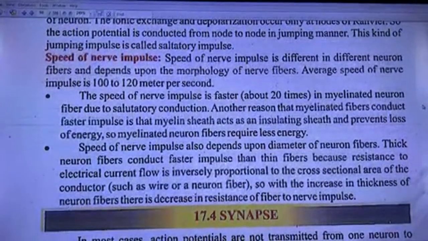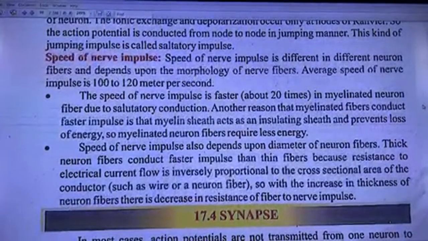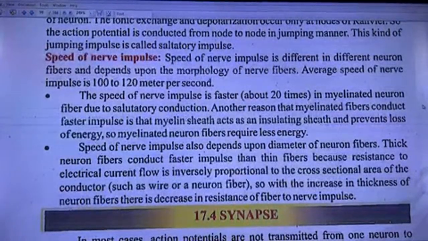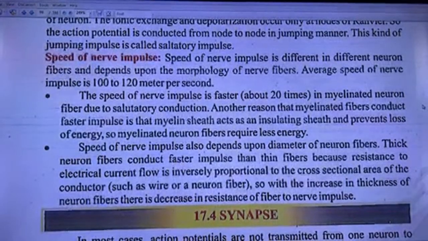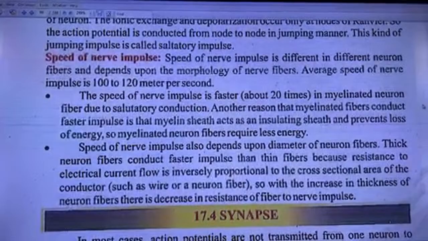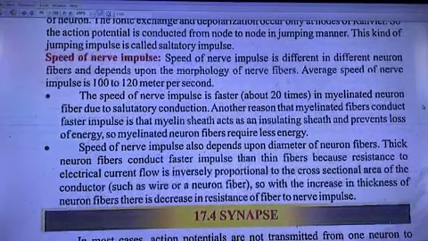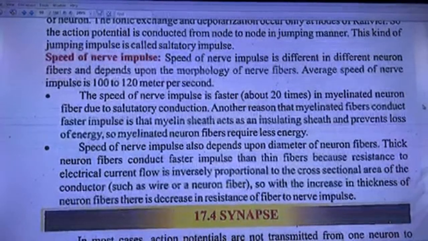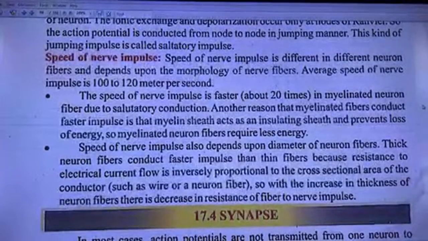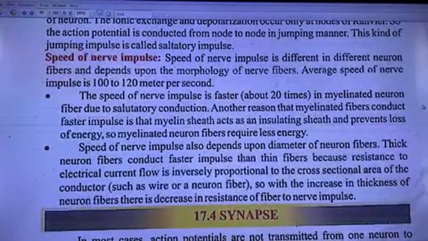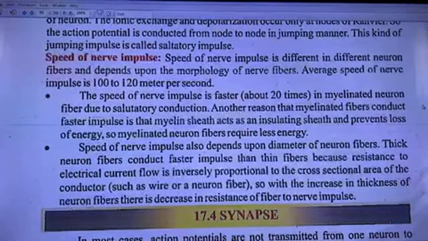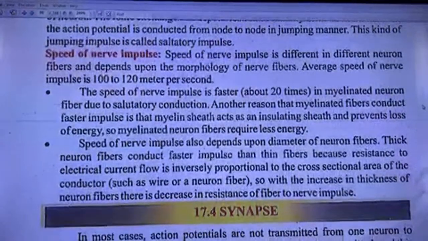Speed of neuroimpulse also depends upon diameter of neuron fibers. Thick neuron fibers conduct impulses faster than thin fibers because resistance to electrical current flow is inversely proportional to the cross-sectional area of the conductor, such as a wire or neuron fiber. So, with the increase in thickness of neuron fiber, there is a decrease in resistance of the fiber to neuroimpulse.